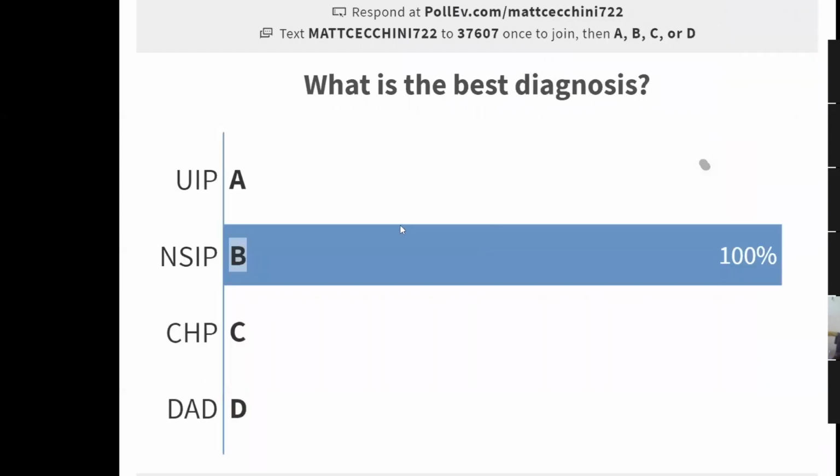Perfect. So everyone got it. This is in fact a case of a non-specific interstitial pneumonia, or NSIP. These cases are characterized by uniform expansion of the alveolar septa. It's a very homogeneous process in contrast to our cases of UIP.